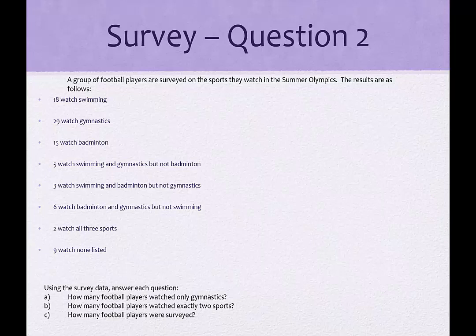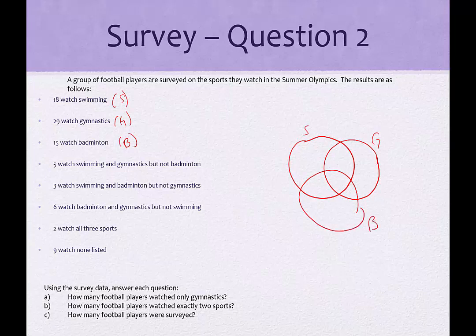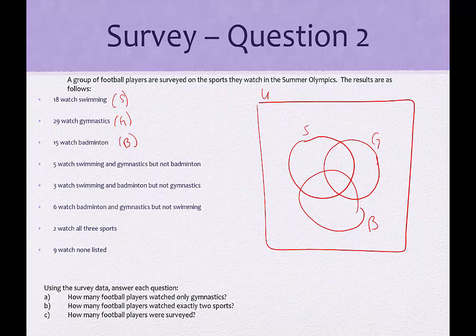Okay, so hopefully you paused the video. In this case, we have 3 different things. We have swimming, gymnastics, and badminton, so I need 3 sets. Those who like swimming, those who like gymnastics, and those who like badminton. And then we have our universe, which we're going to say U. And again, I suggest start from the bottom to the top. So 9 said nobody, none of the sports. So we'll put 9 somewhere in the universe, but not in any of my sets. So this one's done. I'm going to put a check mark.